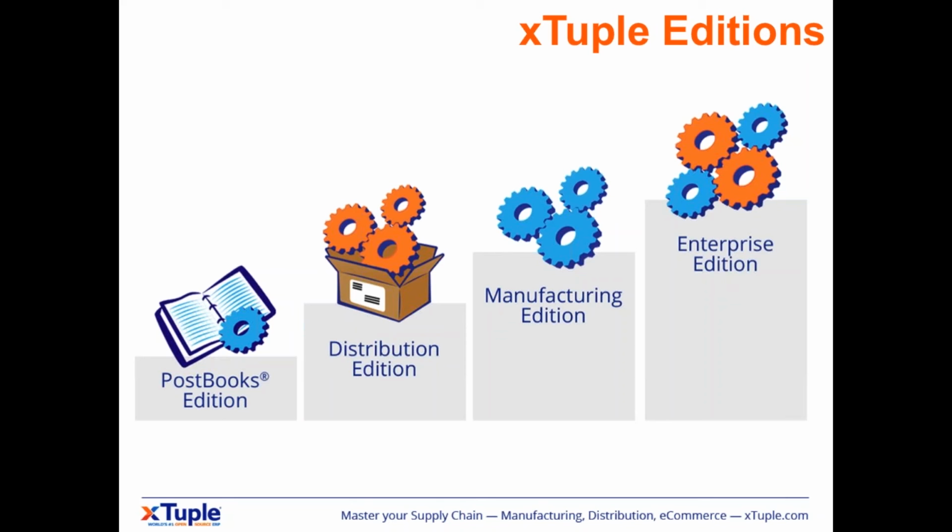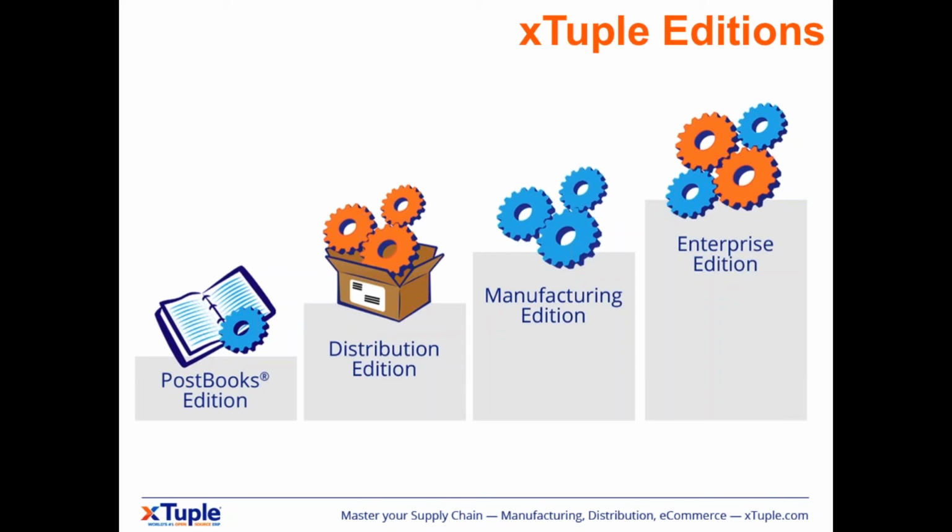And then we've got a manufacturing edition that has not just MRP and DRP like the distribution edition does, but it also has MPS. It has routing, so an ability to track labor, so more detailed labor planning, more detailed inventory planning across a multi-level bill of material as well.